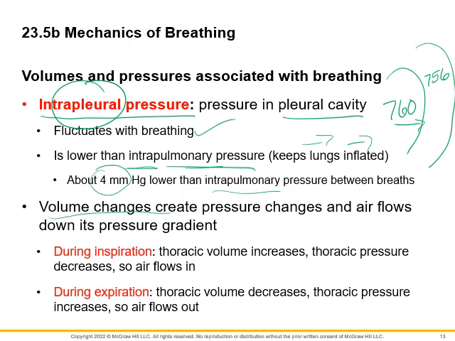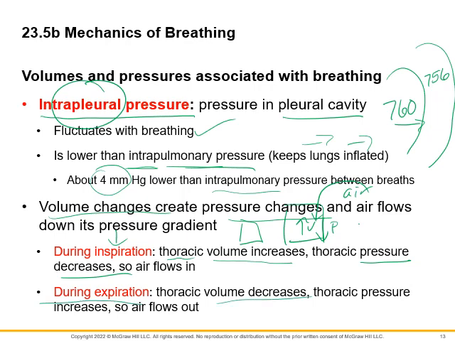So volume changes create pressure changes. We just saw that, right? You have this volume in the thoracic cavity, and you change that volume, it changes the pressure, and that causes air to flow in or out depending on what we're talking about, right? So during inspiration, the thoracic volume increases, therefore the pressure decreases, so air flows in from the atmosphere. During expiration, the volume decreases. So what happens to the pressure? It increases, so air flows out.